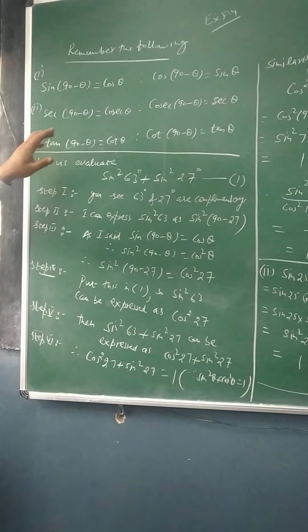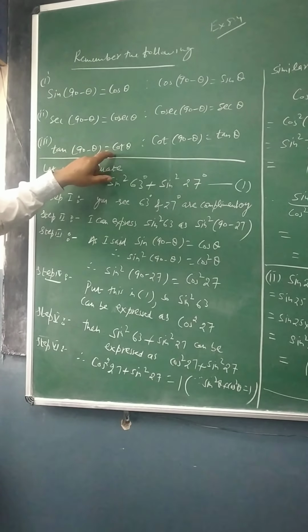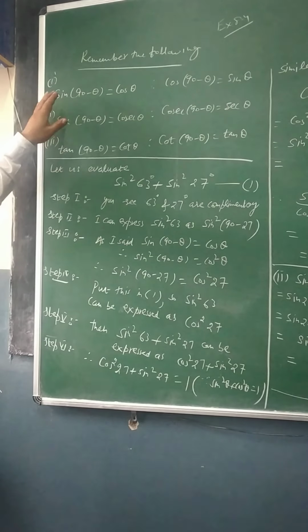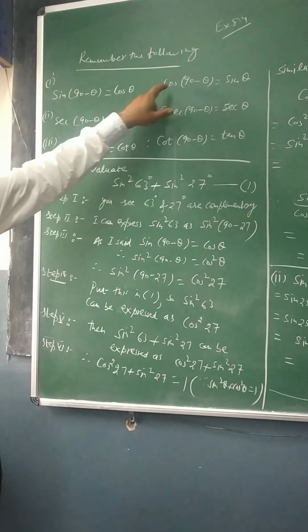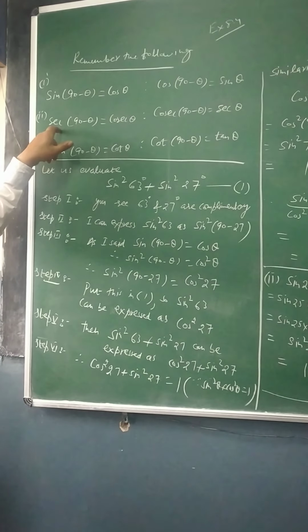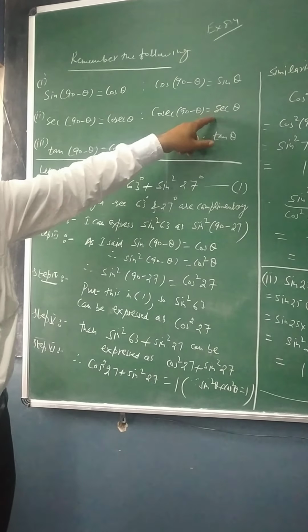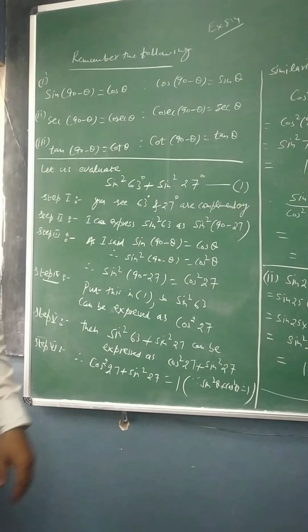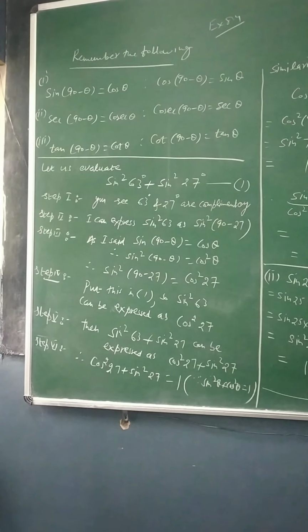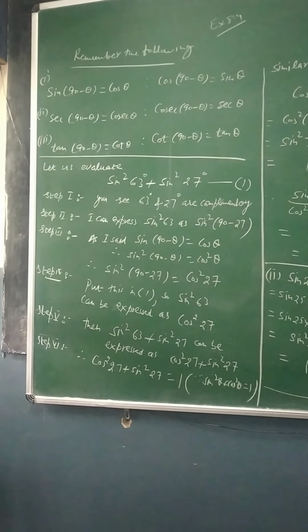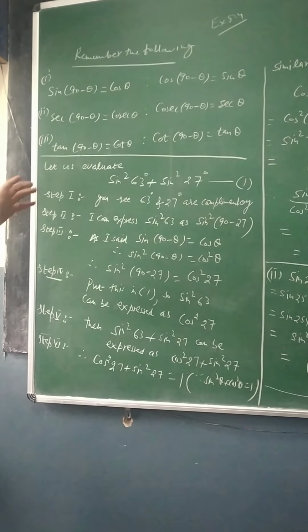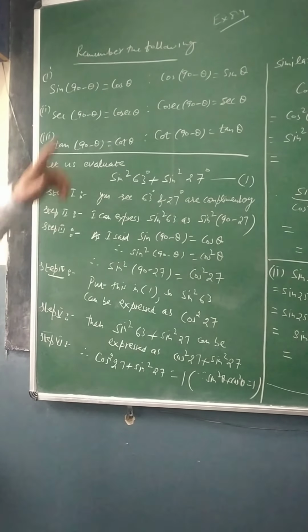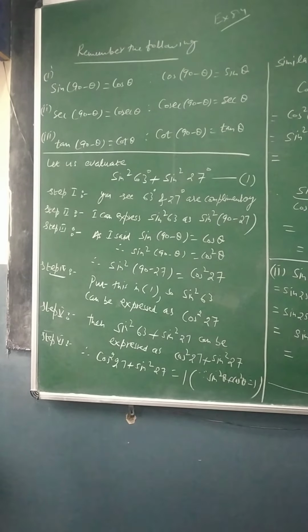Be careful. And tangent 90 minus theta is equal to cot theta, and cot 90 minus theta is equal to tangent. Means I can express sine in terms of cos, cos in terms of sine, secant in terms of cosecant, cosecant in terms of secant, tangent in terms of cotangent, and cotangent in terms of tangent, in terms of their complementary angles. Now let us understand how to do this, and that will make clarification of question number 3, first part of your exercise 8.4 also.